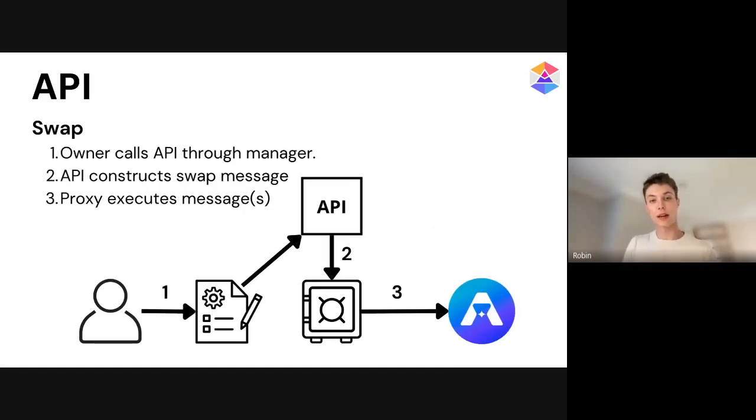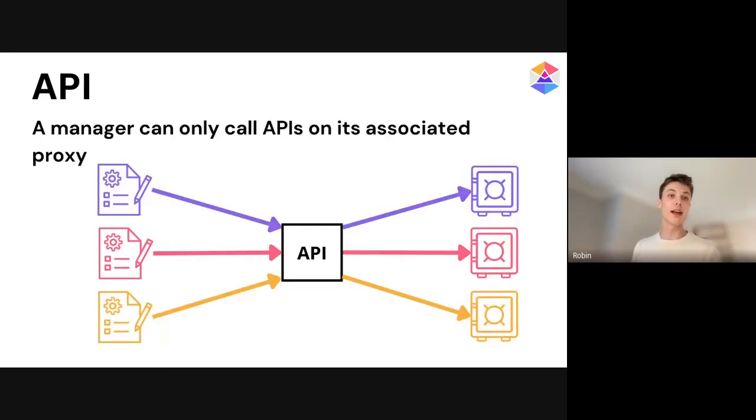Again, a small example: if a user wants to swap some of the funds that he has in his smart contract wallet, he can send a message to this API contract, and this API contract will then identify the exchange that the user is trying to swap on, and it will construct a message specific to that exchange, or messages specific to that exchange, to perform that swap, and then forward that to the smart contract wallet, which will execute it and actually perform the swap with the user's funds. And a small note here is that the manager can only call APIs on its associated proxy, so there is no way for me to call actions on the account of someone else, basically.